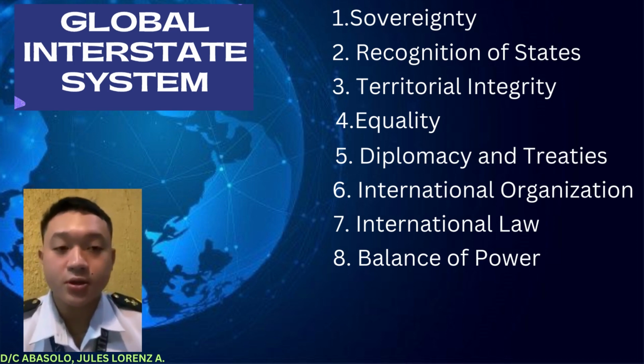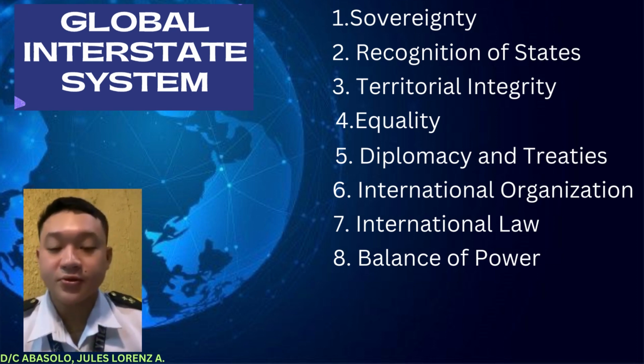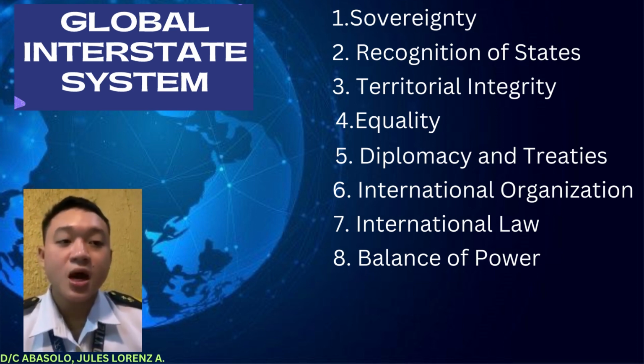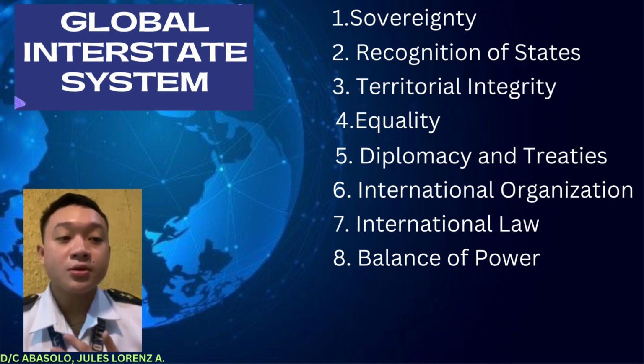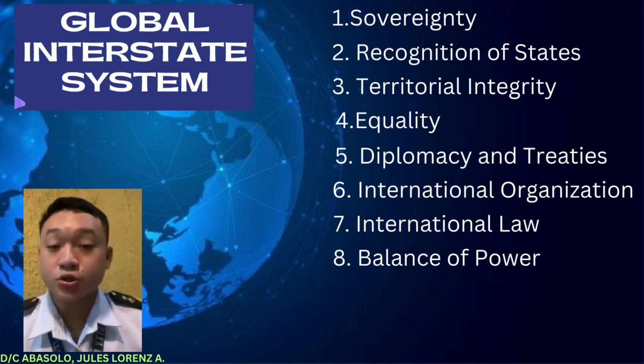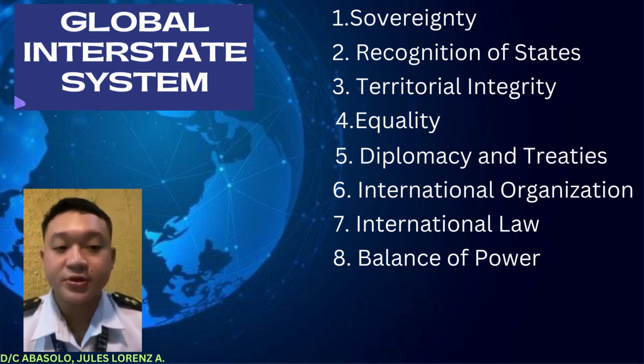Number four is equality. All states, regardless of size, wealth, or power, are considered equal in the eyes of international law. This principle is enshrined in the United Nations Charter and other international agreements. Number five, diplomacy and treaties. Diplomatic relations and treaties are the primary means by which states interact in the global system. Diplomatic negotiations and agreements are used to address disputes, promote cooperation, and regulate various aspects of international relations.